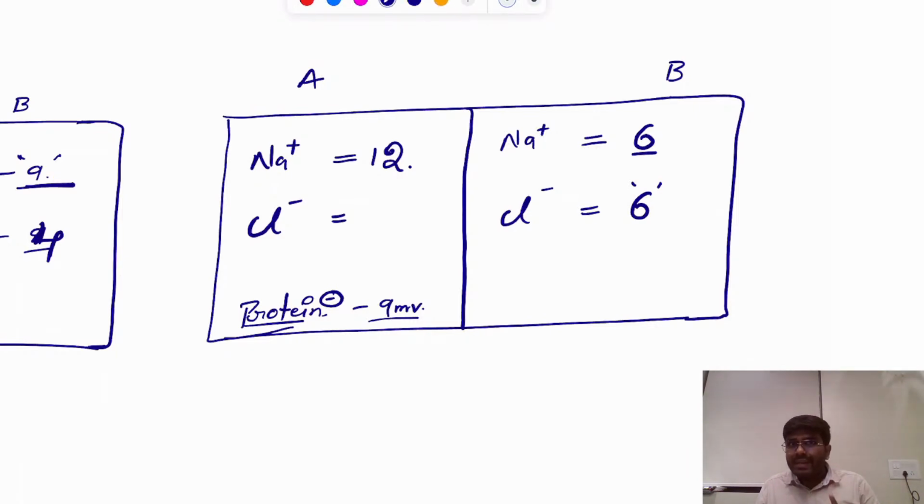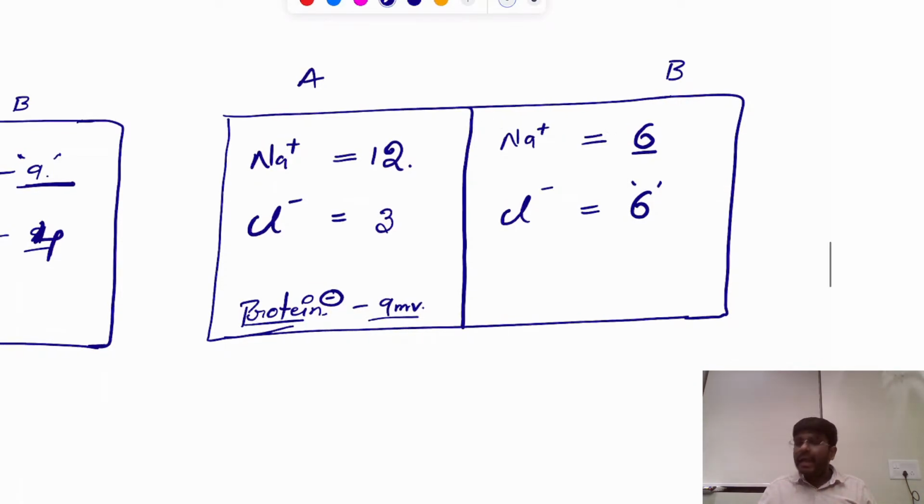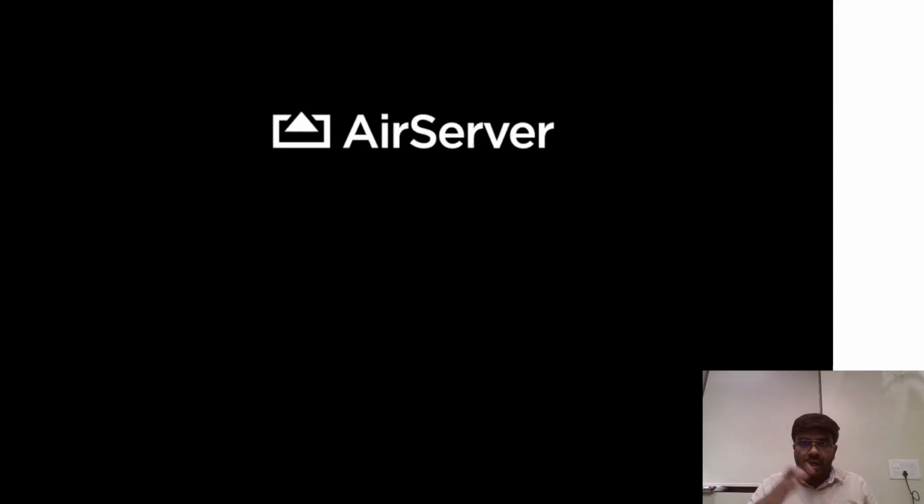So now, what's happening, guys? Because these proteins are going to repel more negative charges inside the cell, it becomes three. On this side, there are three chloride ions instead of four, because now these proteins are repelling more chloride to the B side. Now, it's very simple. What I have explained to you is in the presence of a large impermeable molecule. See, this protein is a large impermeable molecule. It is not going to be permeable.